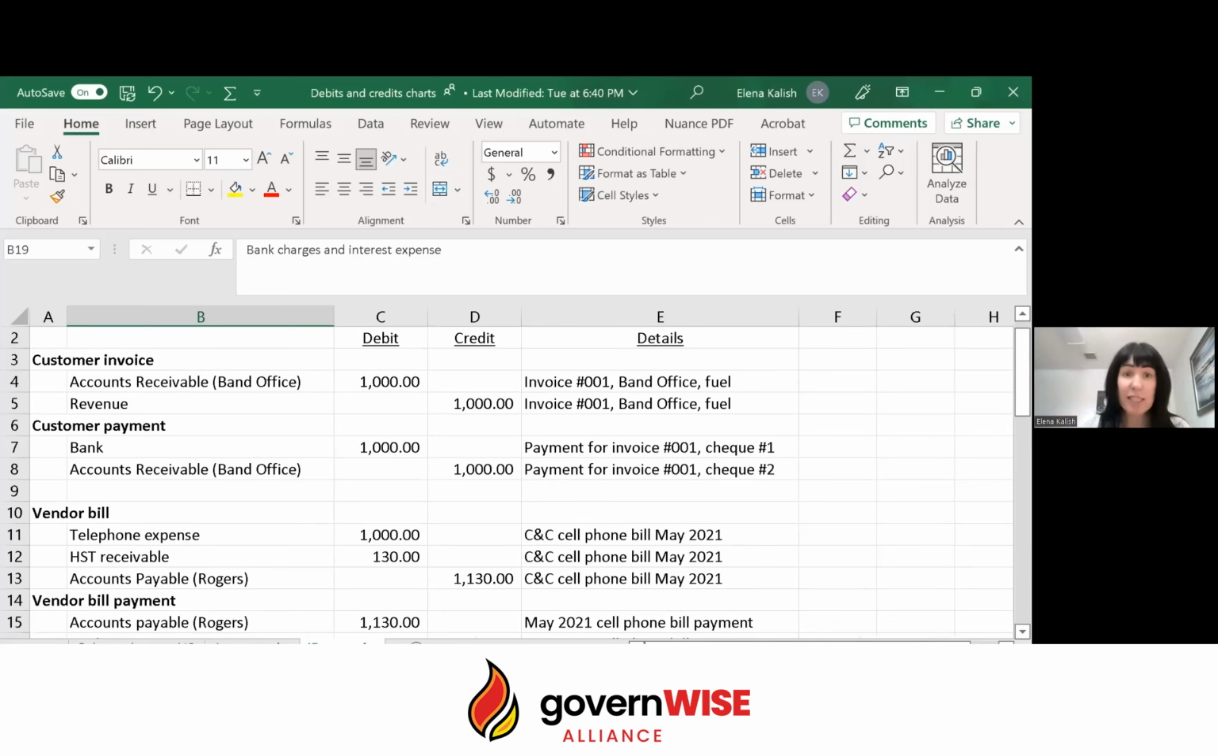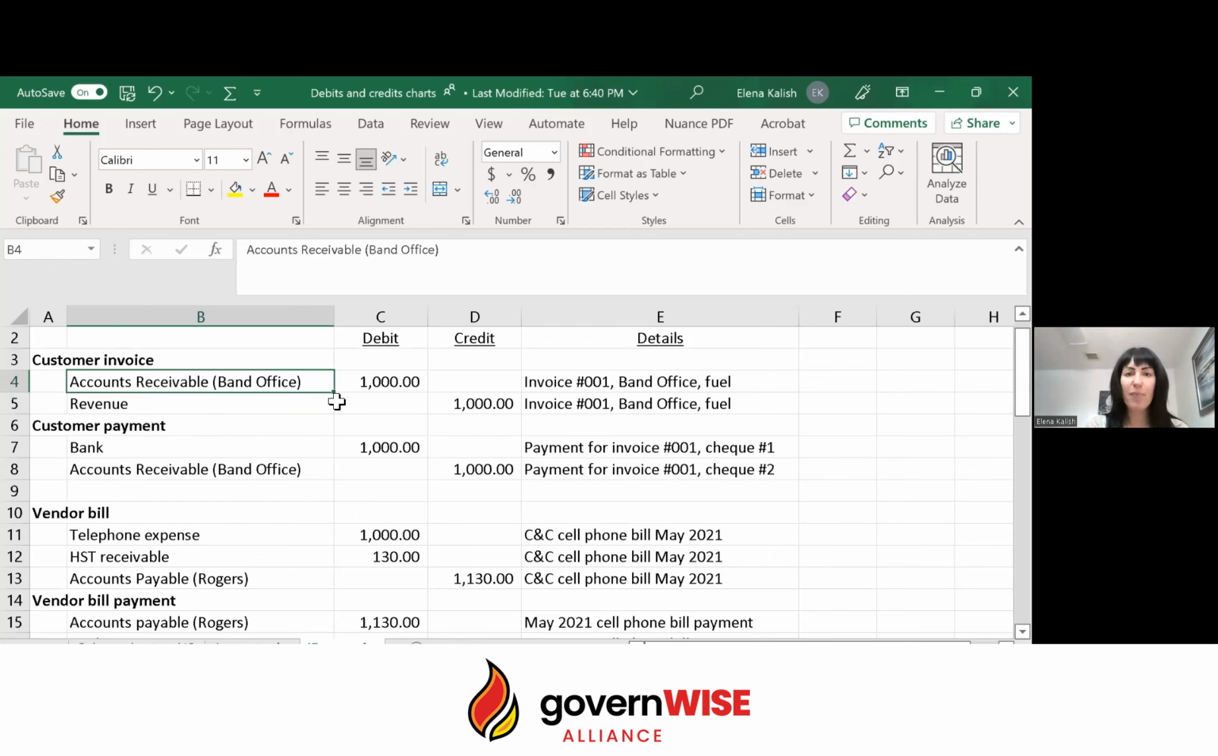So we're recording a customer invoice. We want to increase accounts receivable. So it's band office, it's bought fuel from the store. And we want to increase revenue. So this is an invoice for, say, a gas station or a store at the community. The band office bought on account with some fuel. So the store has revenue from selling the fuel and a receivable from the band office.